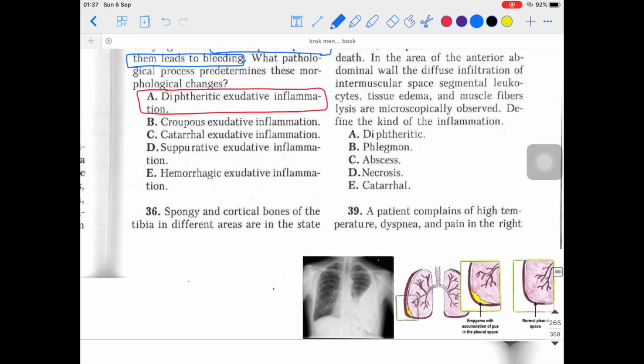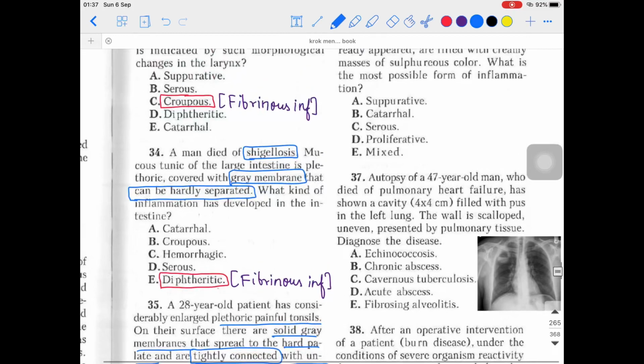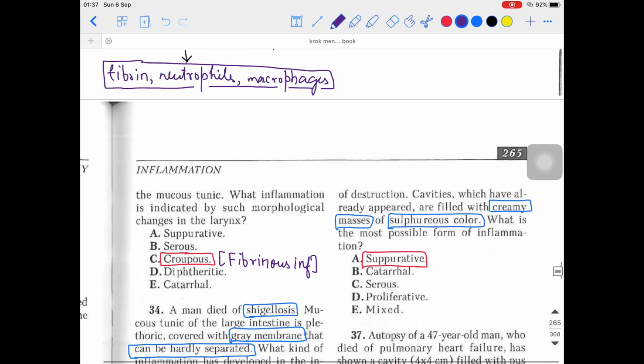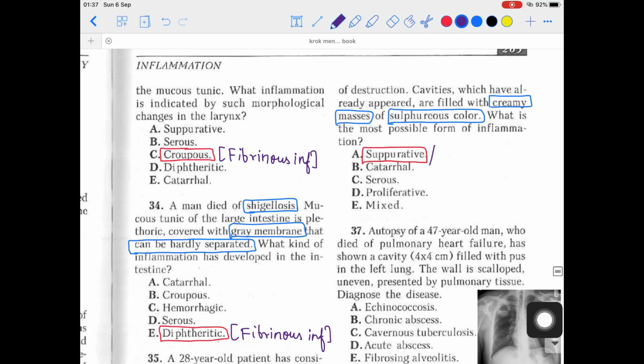Question number 36. Spongy and cortical bones of the tibia in different areas are in a state of destruction, and cavities which have already appeared are filled with creamy masses of sulfurous color. So that's important for us. What is the most possible form of inflammation? They are talking about either suppurative or purulent inflammation. As purulent is not given, this is suppurative inflammation. In fact, they are one and the same thing. Suppurative or purulent inflammation they are talking about.